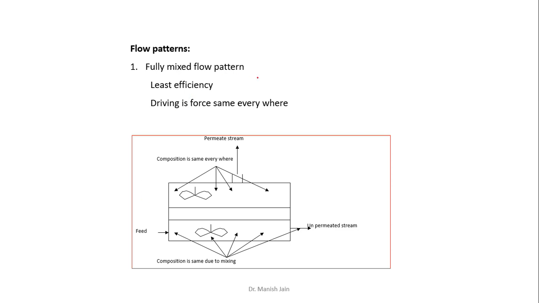The first is the fully mixed flow pattern. It happens when you have a very small membrane area, which is the case in a lab scale or pilot scale setup. Then you can assume that the properties of the feed which enters the feed channel are constant everywhere. Similarly, the permeate which passes from the feed side to the permeate side has constant properties in the permeate channel.